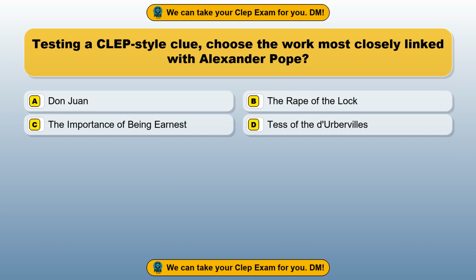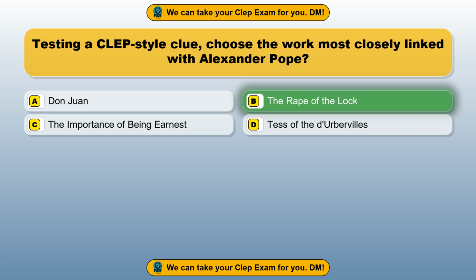Question 44. Testing a CLEP-style clue, choose the work most closely linked with Alexander Pope. Option A, Don Juan. Option B, The Rape of the Lock. Option C, The Importance of Being Earnest. Option D, Tess of the D'Urbervilles. The correct answer is option B, The Rape of the Lock.